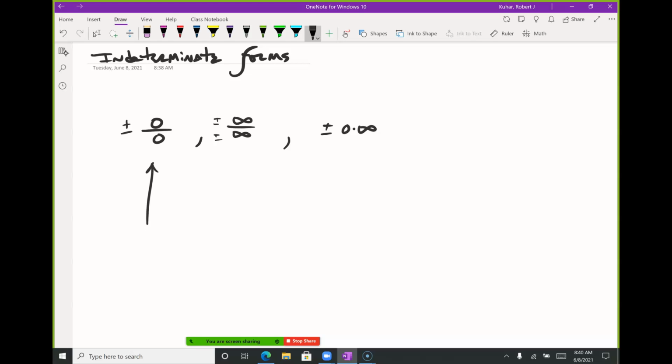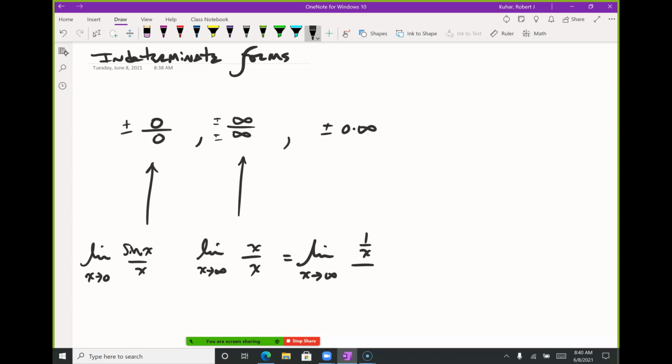So this one we just saw, right? That was our sine of x over x. This one I'll say, and it's dumb, but let me do it anyway. x over x as the limit as x goes to infinity. Now this is dumb, but clearly you can see the upstairs goes to infinity and the downstairs goes to infinity, right? But what I do is I take the upstairs function and move it downstairs. So this is the limit as x goes to infinity of 1 over x divided by 1 over x.